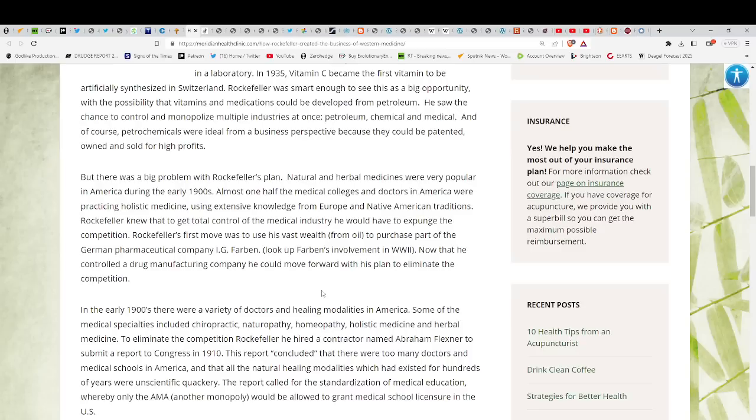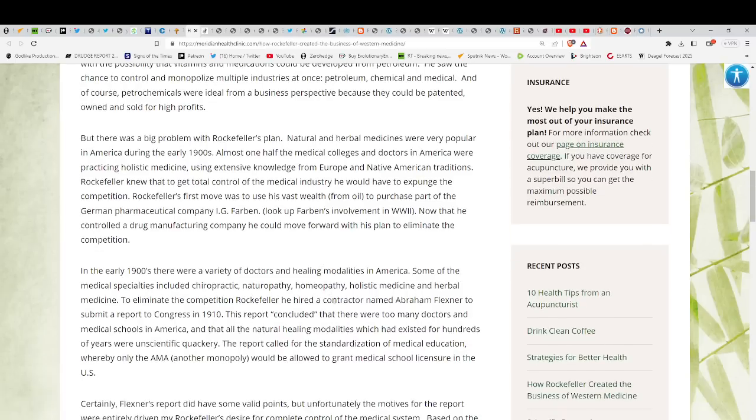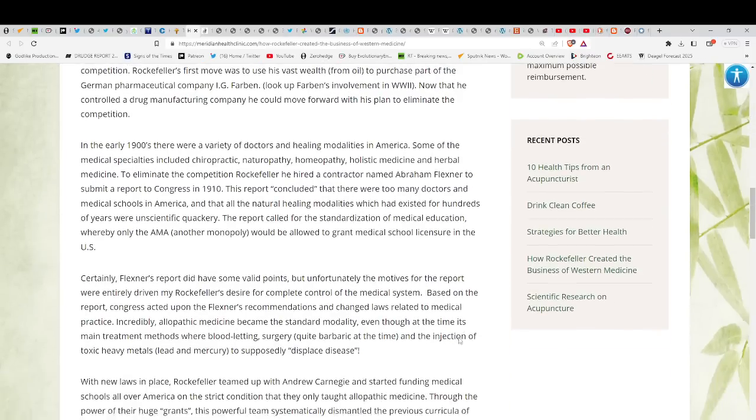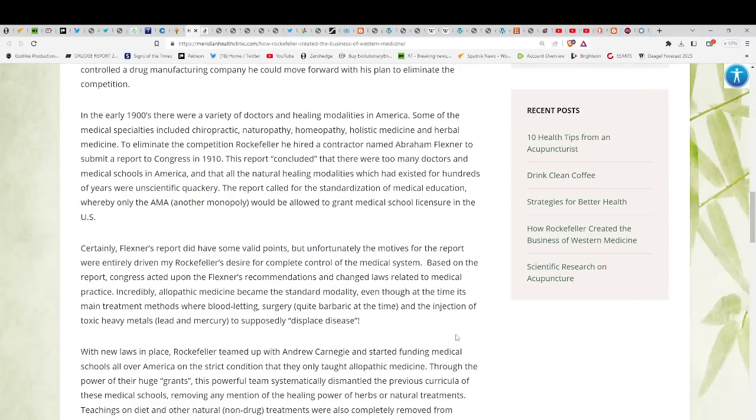The report called for standardization of the medical education, whereby only the AMA, which is another one of their monopolies, would be allowed to grant medical school licensure in the U.S. Certainly, Flexner's report did have some valid points, but unfortunately, the motives for the report were entirely driven by Rockefeller's desire for complete control of the medical system. Based on the report, Congress acted upon Flexner's recommendations and changed laws related to medical practice. Again, people get bought off.